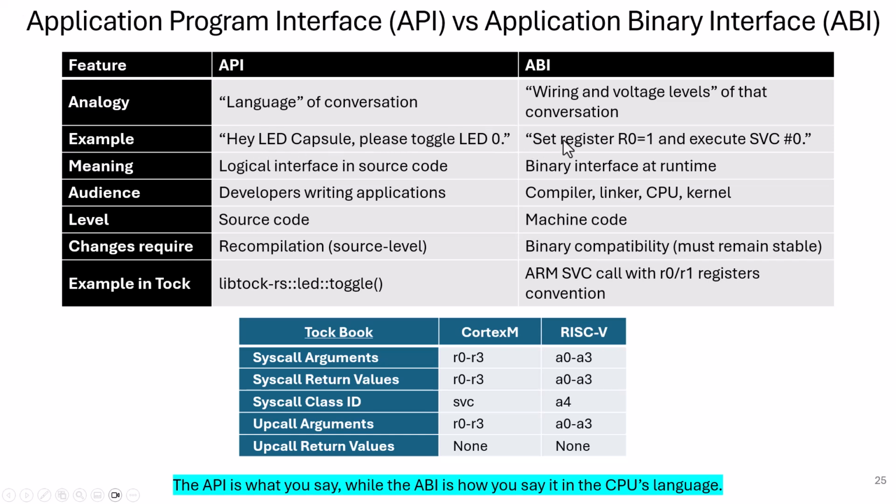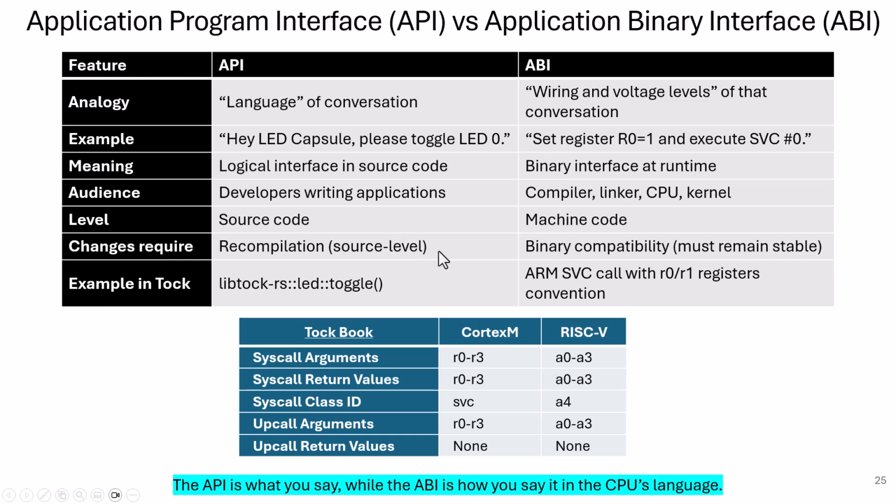And then for an example, for the LED capsule I looked at, we go, oh, please toggle LED 0. And then the ABI is setting a specific register value and then executing a hardware specific ARM or RISC-V specific interrupt call. And while this is more of a logical interface in the source code, this is a very binary interface. And while developers, for example with libtock-rs, are writing this, the compiler, when it's compiled down to the ones and zeros, is doing this. So source code that we edit would be the API, and then the compiler would produce the ABI.